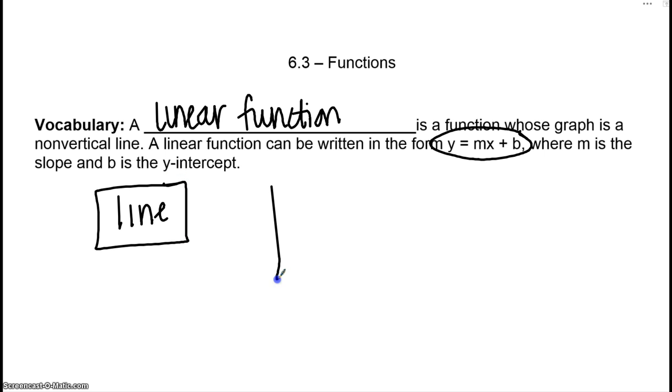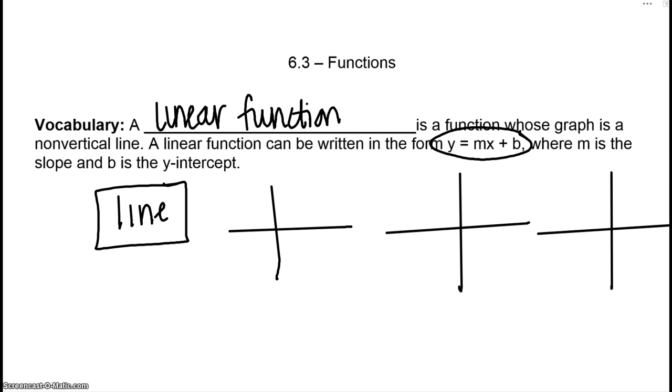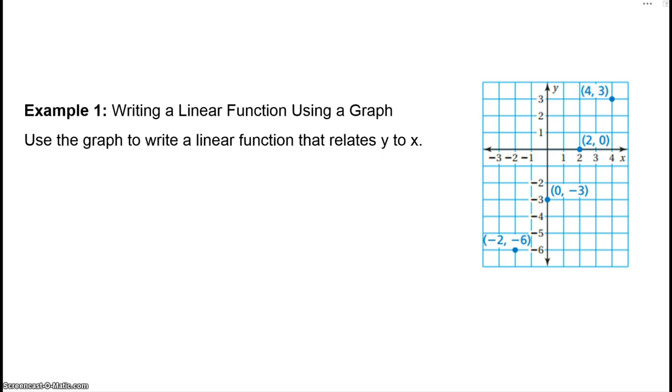So if here is my graph, I'll do a couple examples. Here are my three graphs. This is a linear function. It is a line and it is not vertical. This is also a linear function. It's a straight line, and it's not vertical. And it can also be something like that. So a linear function, remember, makes a line.